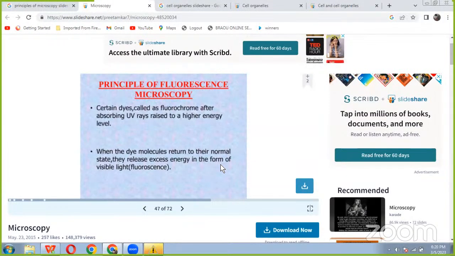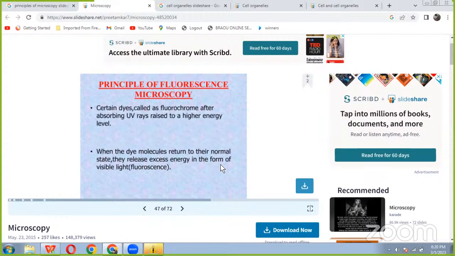It is used for cytochemical staining. The microscope mainly has ultraviolet light sources. A microscope with an ultraviolet light source is also called a fluorescence microscope.